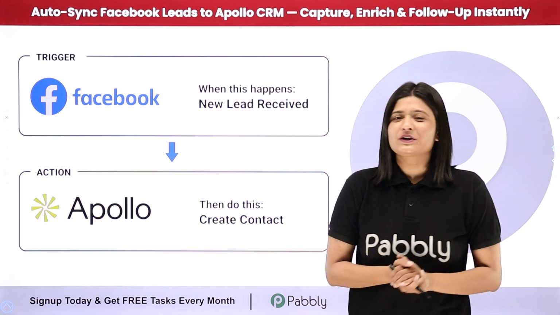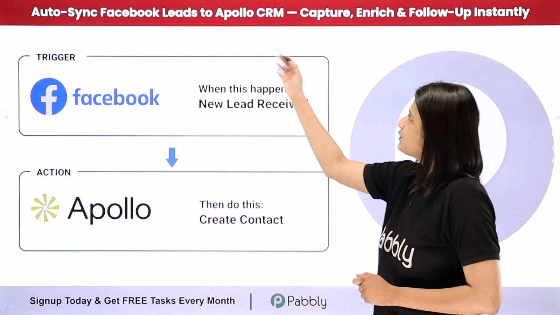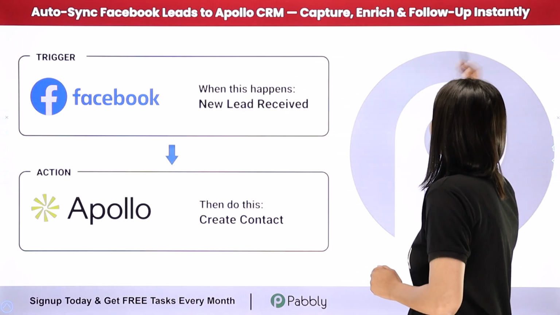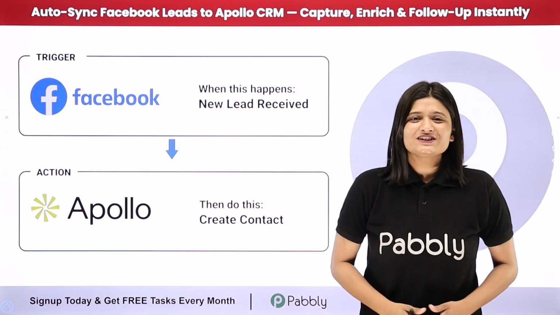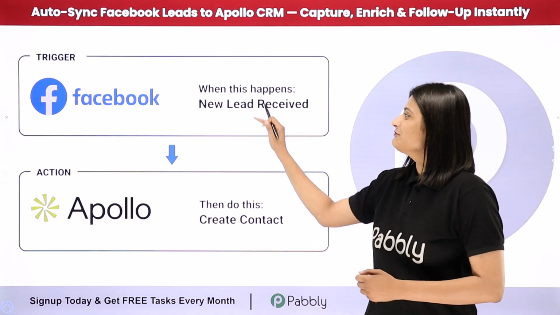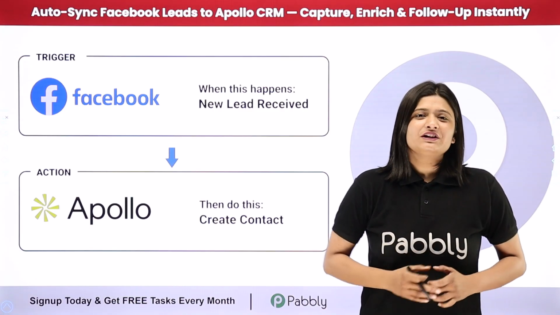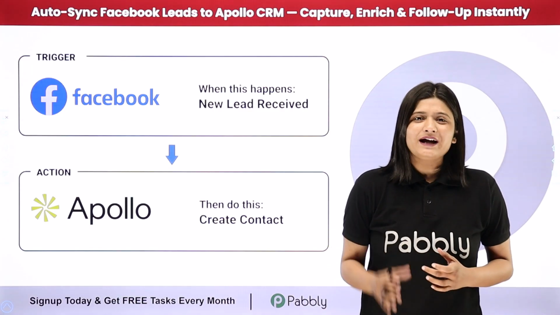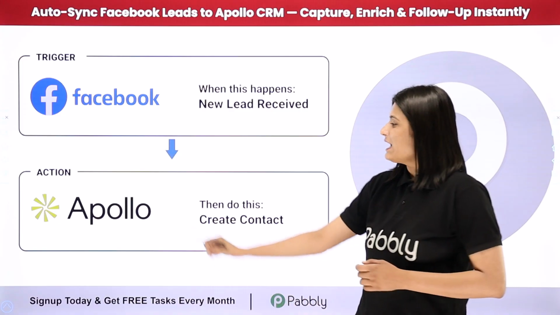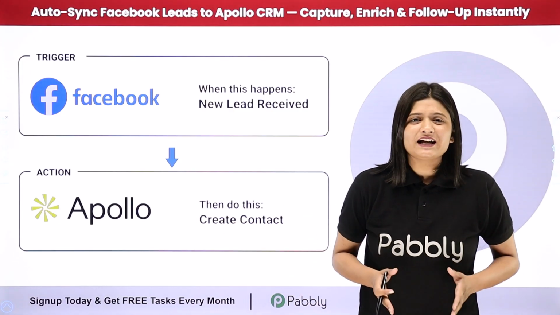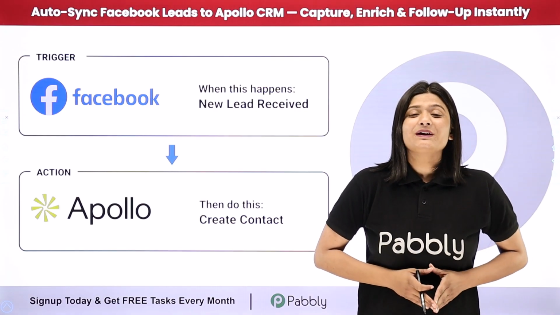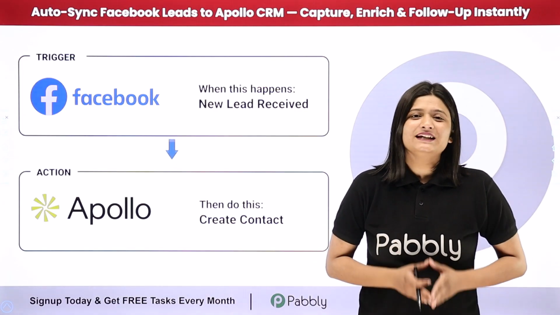In this video, we are going to learn how to auto-sync Facebook leads to Apollo CRM: capture, enrich and follow up instantly. So let's suppose I'm running a digital marketing agency and I'm collecting all my leads using Facebook lead ads. I want that whenever I receive a new lead, I should automatically create this as a contact in my Apollo.io CRM. Doing this manually will consume a lot of my time, and that's why I'm going to completely automate this entire process using Pabbly Connect.